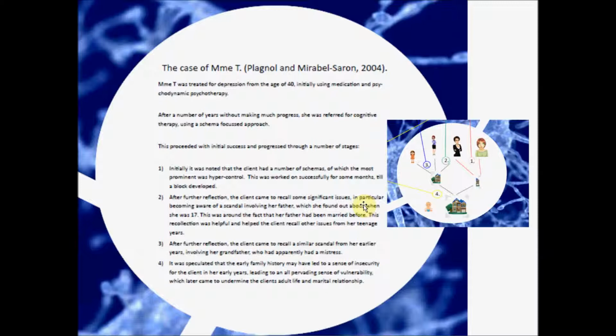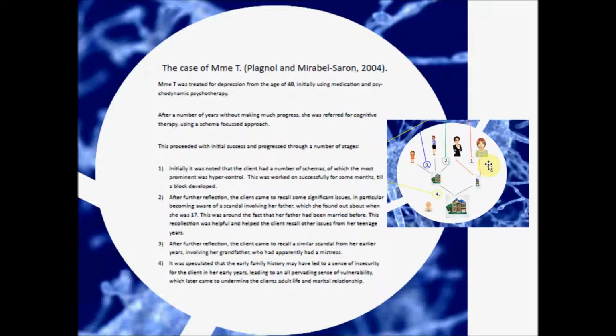So, in this paper, the case of Madame T is outlined in some detail. And you can see a schematic here of Madame T. So, working backwards from her adult life, Madame T became depressed in her 40s, possibly after the death of her father, and some squabbling amongst the siblings about the estate, which seemed to trigger something off for Madame T.